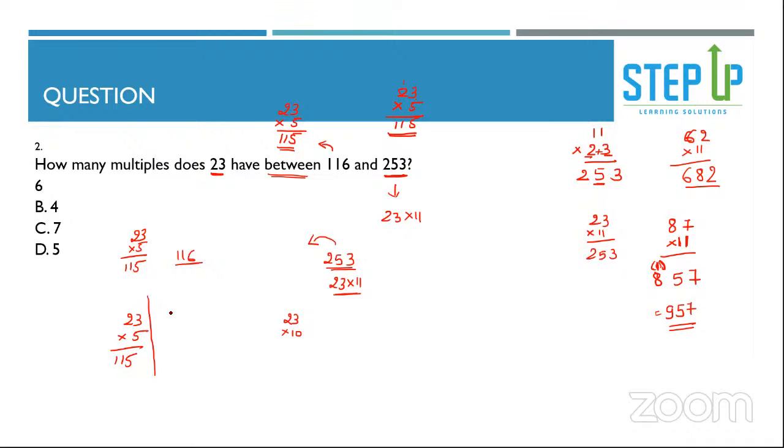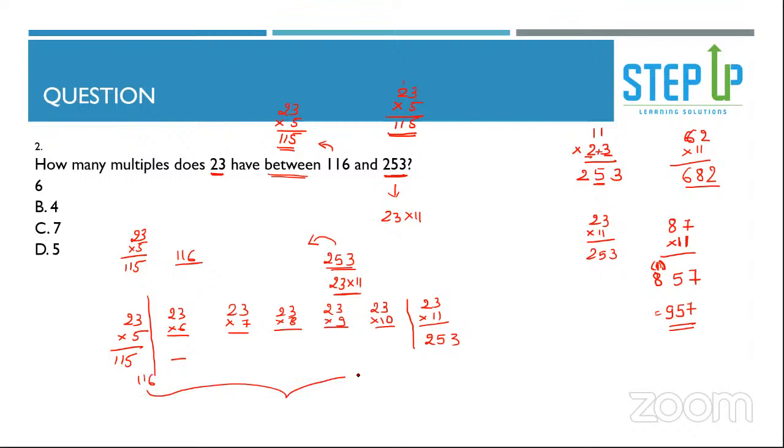23 into 5 is 115. I cannot take this. Now can I say 23 into 6? Some number will be there. And then 23 into 7, some number will be there. 23 into 8, 23 into 9, 23 into 10, some number will be there. Now 23 into 11 is 253. But I need to take a number between 116 and 253. So I should not take 253. I should not take 116. So can I say these all 5 numbers would be there? So my answer will be 5.